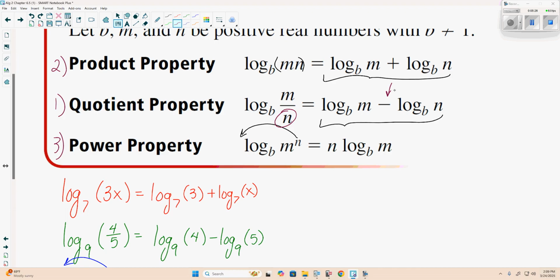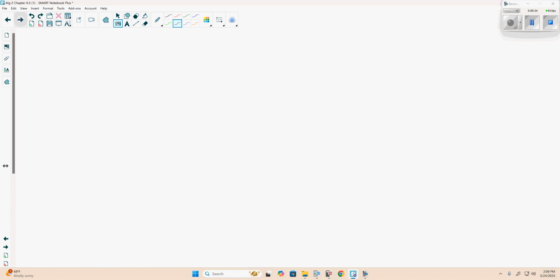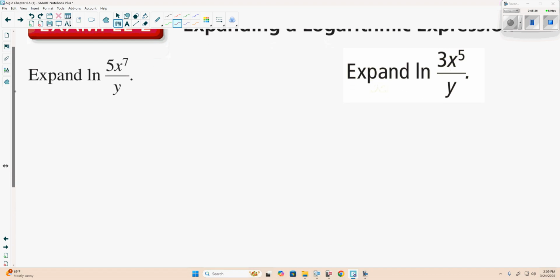So, questions on this so far? Let's look at the first example. They want us to expand the natural log of 5x to the 7th over y. Natural logs and logs are going to work the same way. So the first thing we want to apply is our quotient.